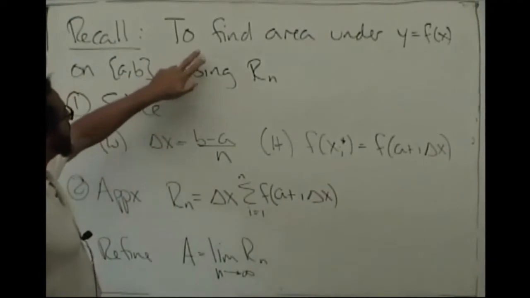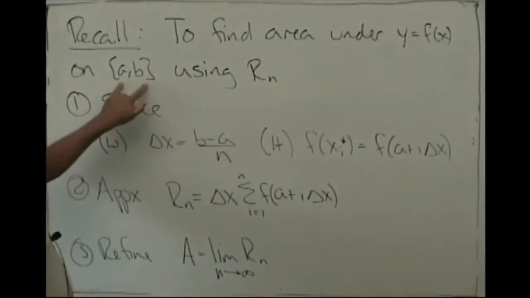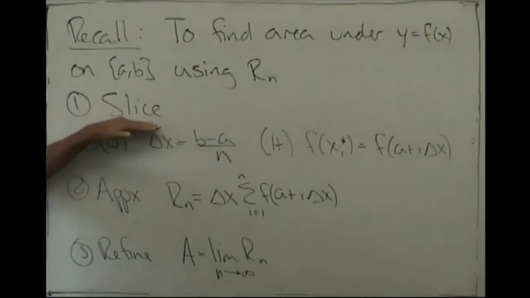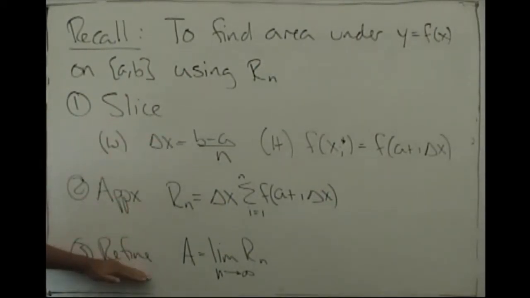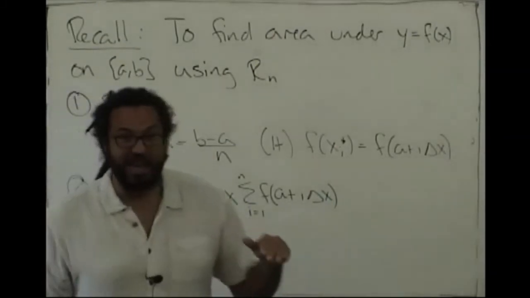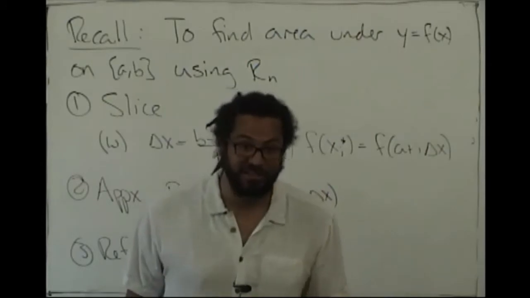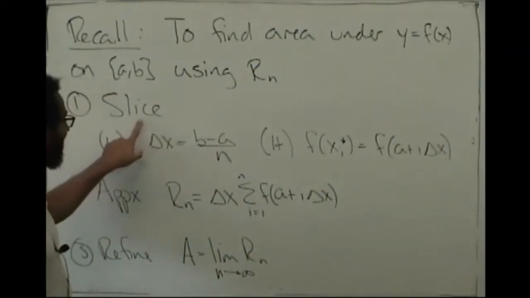So to find the area under a function y equals f of x on the closed bounded interval, remember we used the slice, approximate, refine method, and we spent quite a bit of time on each one of these parts. So the slice part was to find the area of a single rectangle, the general ith rectangle. We found the area of that thing.